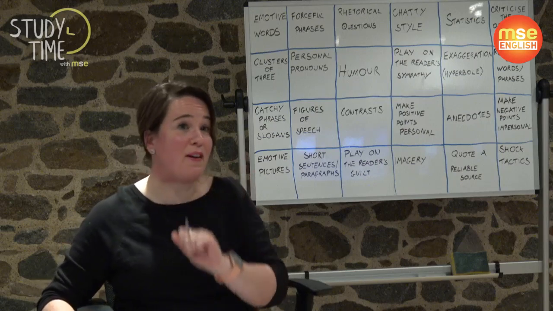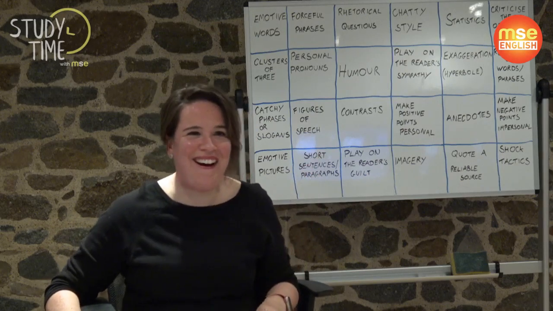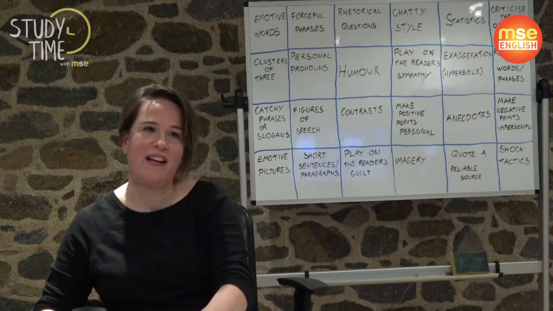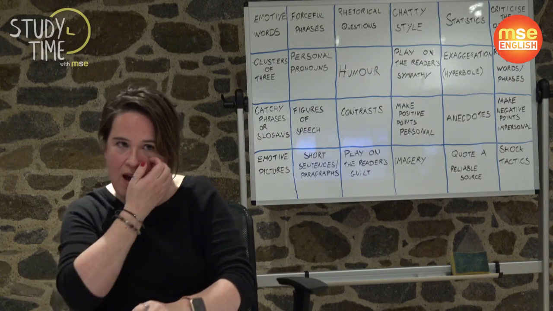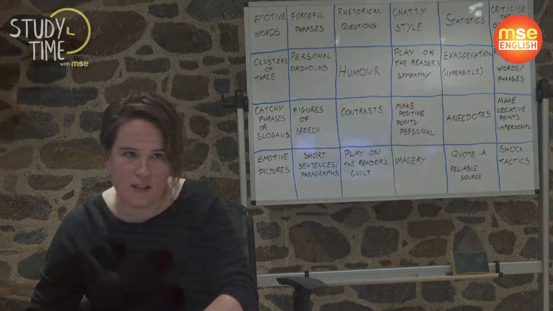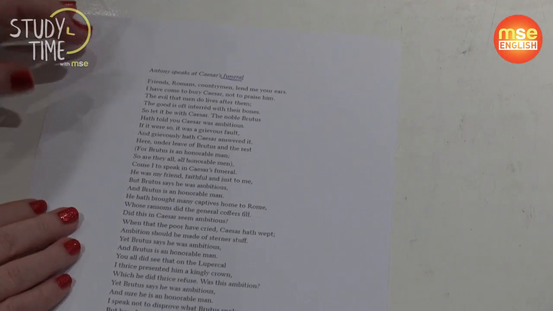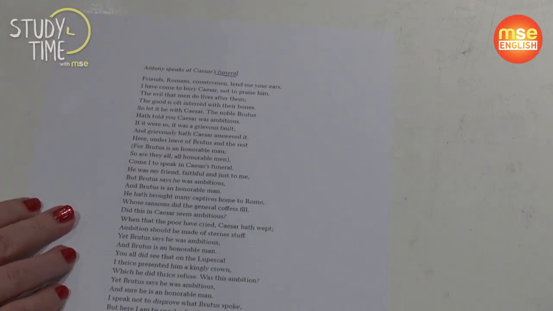Okay, so the brilliant Damian Lewis there. Thank you for that, a really good rendition of the speech. Okay, so let's have a look at what we can spot. It's possibly a bit small, but we'll do our best. So he starts with a cluster of 3: friends, Romans, countrymen.